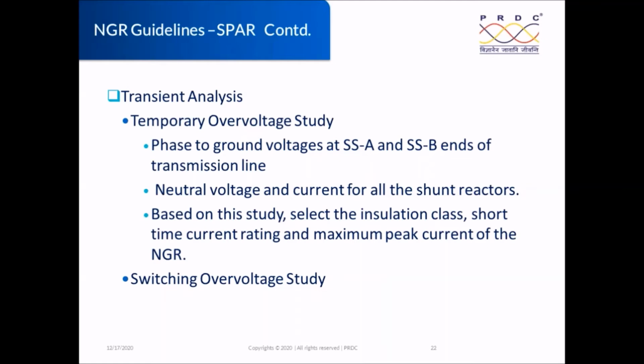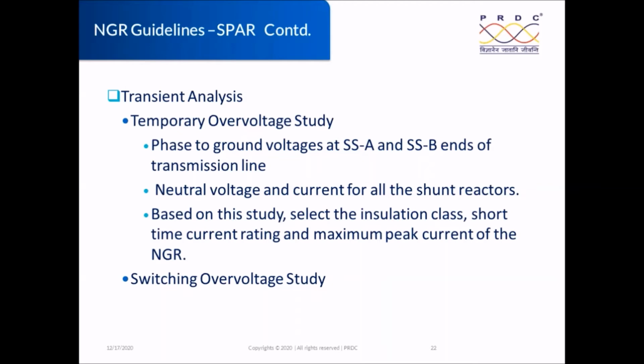So the general thumb rule is, we can apply a single phase to ground fault at the open end of the line, meaning don't connect any load, because open end line means there is the Ferranti effect, right? Some overvoltage will be there. At that time, if you create a single phase to ground fault, you'll get the maximum neutral voltage. Your arrestor should not operate for that maximum neutral voltage because it is temporary in nature. It may be there for 1 second to 10 seconds based on the fault tripping.